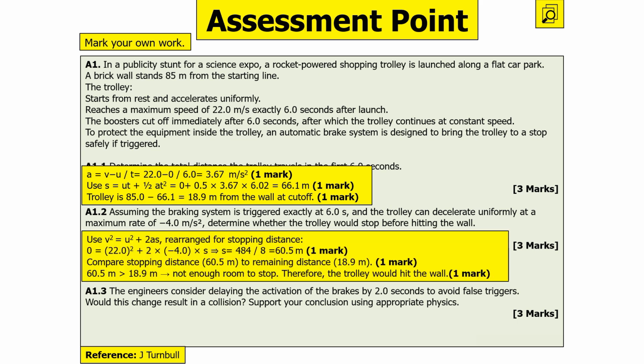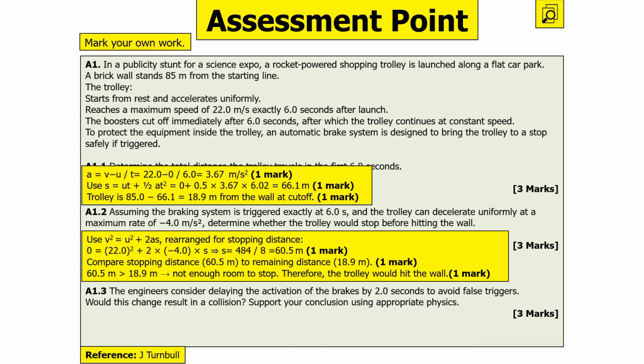In the second question, we use v squared equals u squared plus 2as. So 0 equals 22 squared plus 2 times minus 4 times s. So therefore s equals 60.5 meters. Now we compare this stopping distance, 60.5 meters, to the remaining distance, 18.9 meters. So therefore it's not enough room to stop, so the trolley would hit the wall.